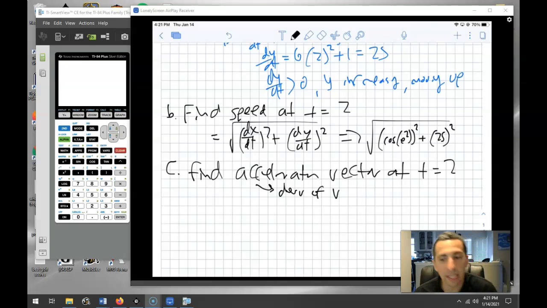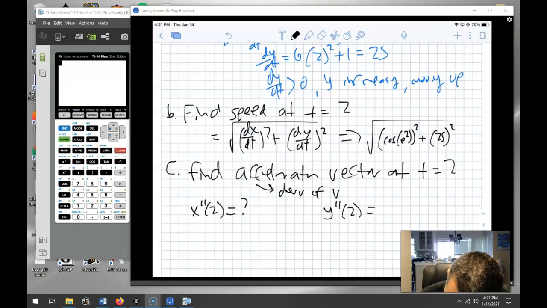Okay, now acceleration we know is the derivative of velocity. And the vector part keys us in that there are 2 parts. We need to find the x part and the y part. So we need to find what x double prime of 2 is equal to, and we need to find what y double prime of 2 is equal to.